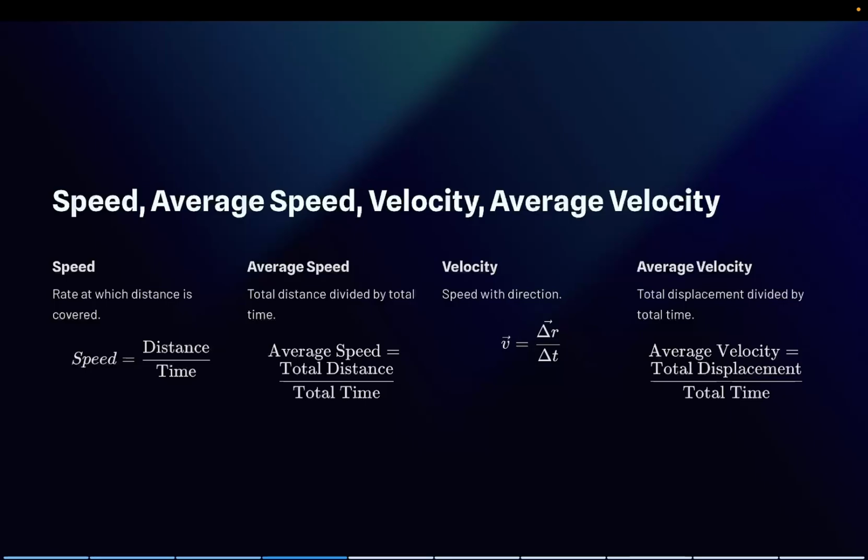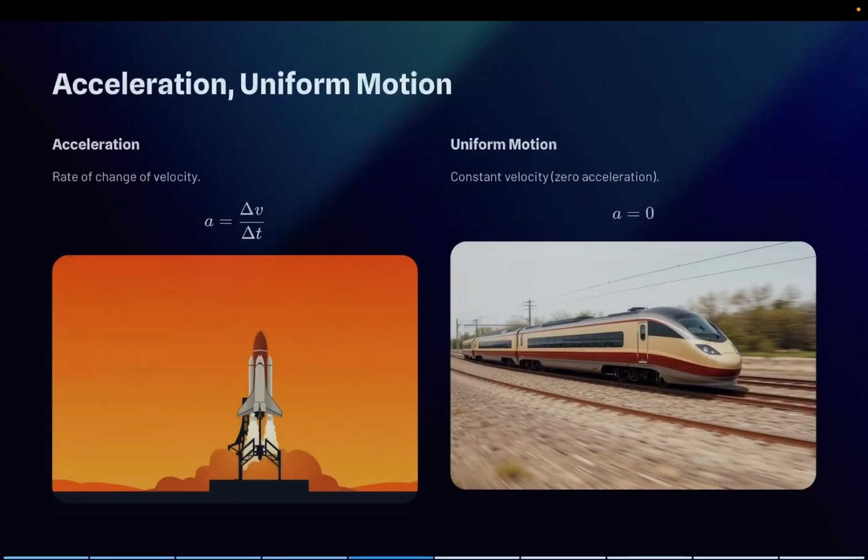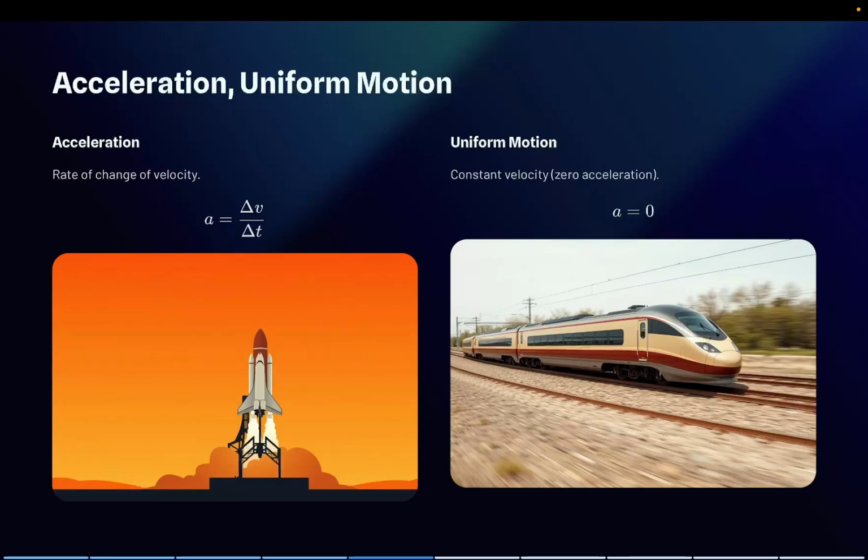And velocity is speed with direction. So the difference between speed and velocity is that speed is just the rate at which distance is covered, while velocity is the rate at which distance is covered with direction. And average velocity is total displacement over total time. What's acceleration? Acceleration is a rate of change of velocity. So what's acceleration? It's change of velocity over change of time.